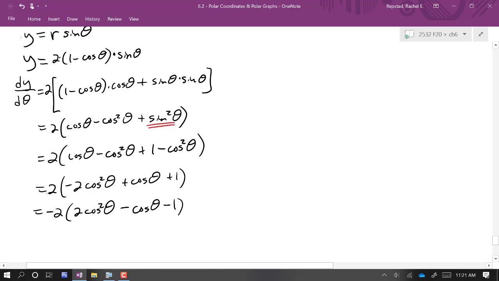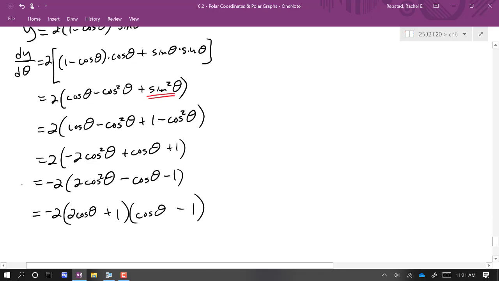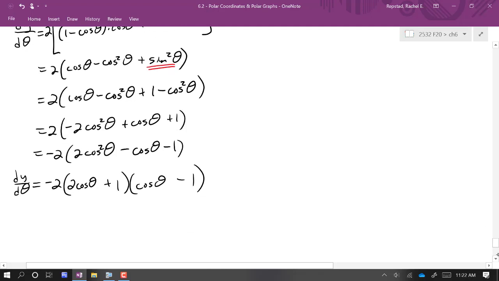The stuff in the parentheses is a quadratic in cosine, and I think it might factor. So it'll be 2 cosine theta plus 1 times cosine theta minus 1. So that's how it factors. That's dy d theta. And it's helpful to write it this way because I'm interested in when dy d theta is equal to 0. So dy d theta is 0 either when 2 cosine theta plus 1 is 0, which means that cosine theta is -1/2.